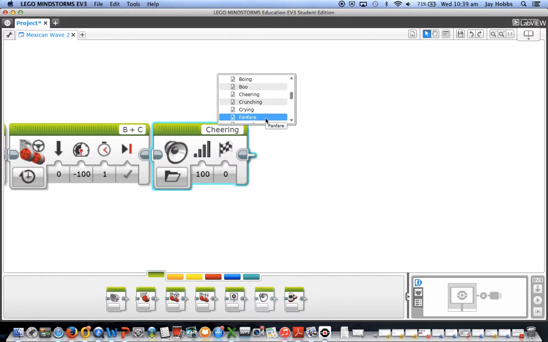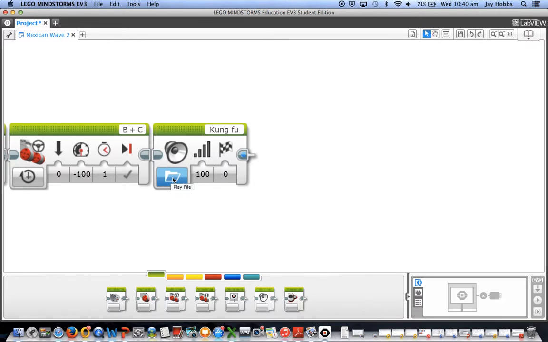or noises, all sorts of things. There's even one of my favorites, Kung Fu. So why don't we put Kung Fu in there as one of the sounds. So all that's going to happen is our robot will play that file. How loud we want it to play? Well, not that loud. I reckon about 60, 65.